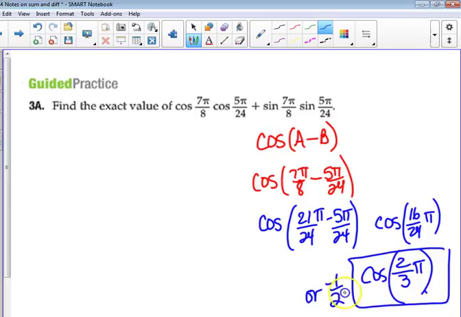I don't care which you give. I'm not sure what the back of the book says. I think it does both, but I'm not positive.